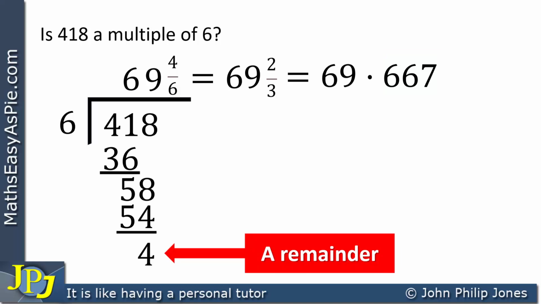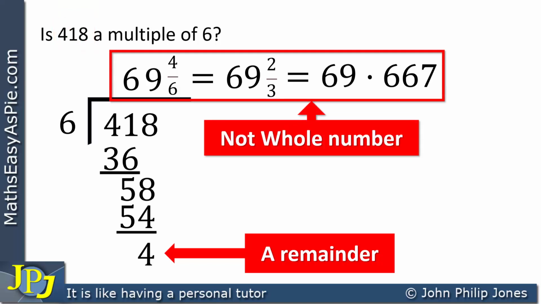Now that's important. The fact that this is a remainder tells us that 418 is not a multiple of 6. But we can also look here and see that this is not a whole number. So we have 2 ways of deciding whether 418 is a multiple of 6. So when we ask this question here, is 418 a multiple of 6? Then the result is no. It's not a multiple of 6, because we don't have a whole number and we do have a remainder. And both of those tell us that we do not have a multiple in this case.